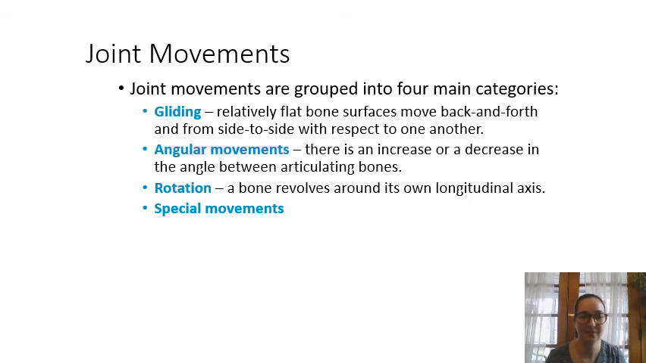All right, so let's talk really quickly about some joint movements here. We can break our movements down into four major categories: gliding movements, angular movements, rotational movements, and then some special movements. Gliding is where we've got just back and forth, side to side. Angular is where we're increasing or decreasing an angle. Rotation is when we're moving around, and then we'll talk about some special movements towards the end here.